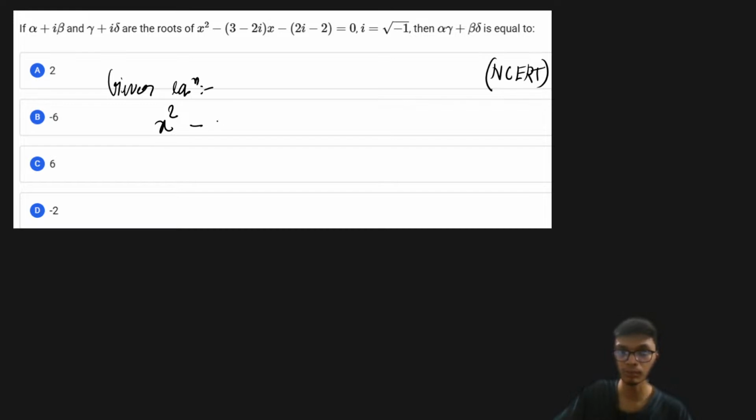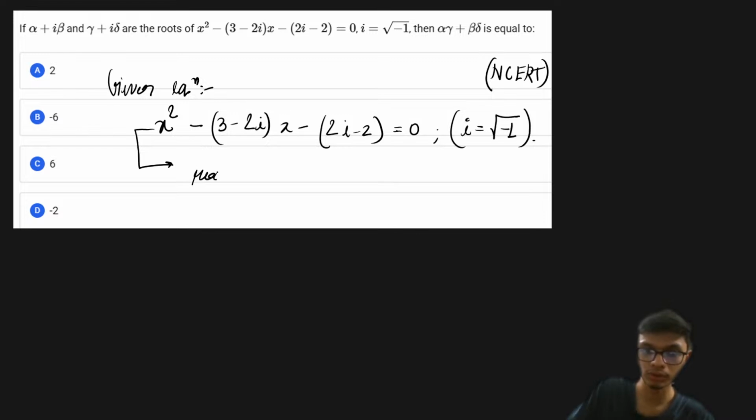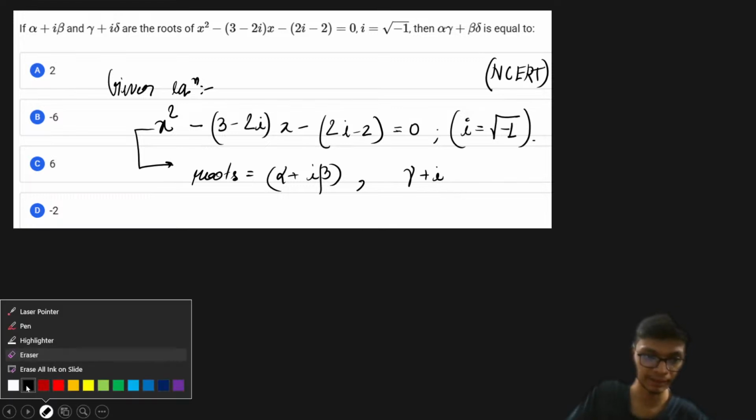is x square minus (3 minus 2 iota) times x minus (2 iota minus 2) equals 0, right? That is what is mentioned in the problem, where iota is the square root of minus 1. And it is said that this equation has roots alpha plus iota beta, and the second root is gamma plus iota delta. Those are the two roots mentioned in the problem, right?